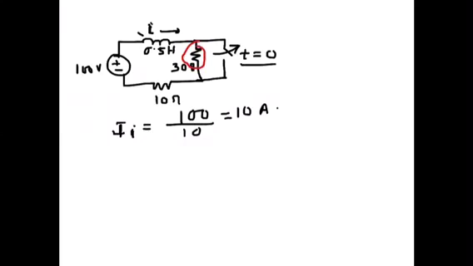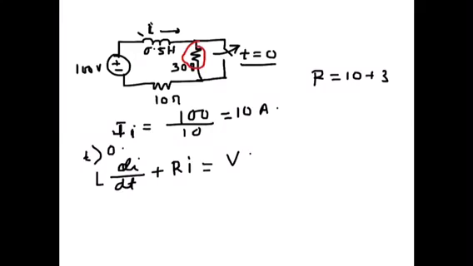And after t is greater than 0, we will have the differential equation. I will just write the differential equation: L di/dt, this is the drop across the inductance, plus R i is equal to V. Now this R is of course 10 plus 30. Since this one is open, this resistance comes into play, so 30 plus 40. So this expression becomes di/dt plus R over L i equals V over L.